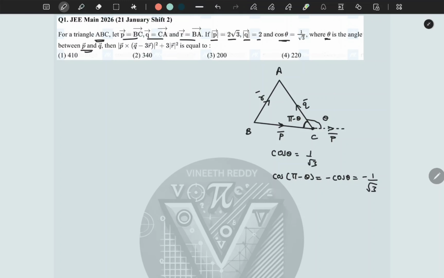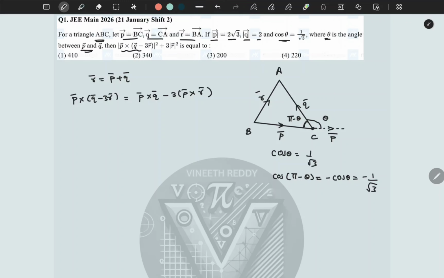Okay, fine, that's fine. And what else can we say? From triangle law, can we say vector R is equal to vector P plus vector Q? Correct, no? AB vector, sorry, BA vector is nothing but BC vector plus CA vector. Am I right? Yeah. So, and we'll do one thing. We have here P cross Q minus 3R. Acha, this should be P cross Q minus 3 times P cross R.